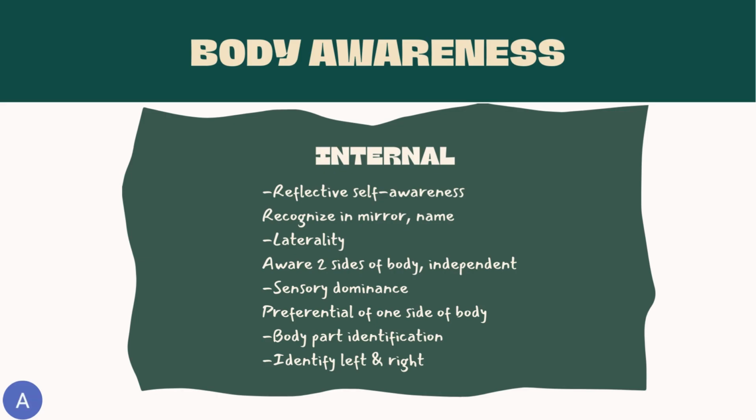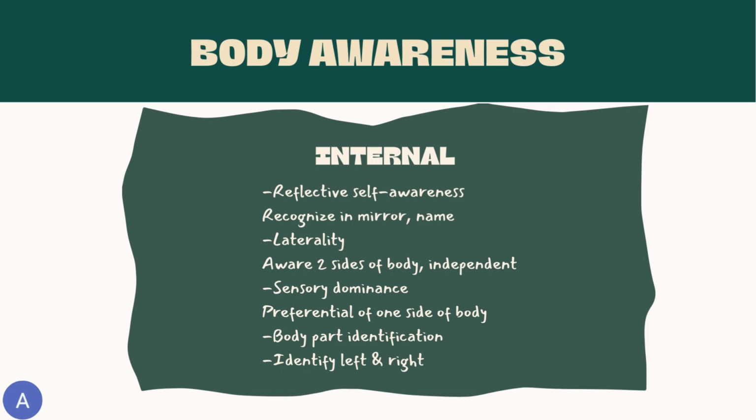So for instance, if you see babies, right, you will see they tend to move both left and right hand together when they turn. So they don't have the awareness yet that they have two sides of the body. For instance, older children have the ability to do two different tasks using two sides of the body. For instance, one hand cutting using scissors and the other hand manipulating the paper.